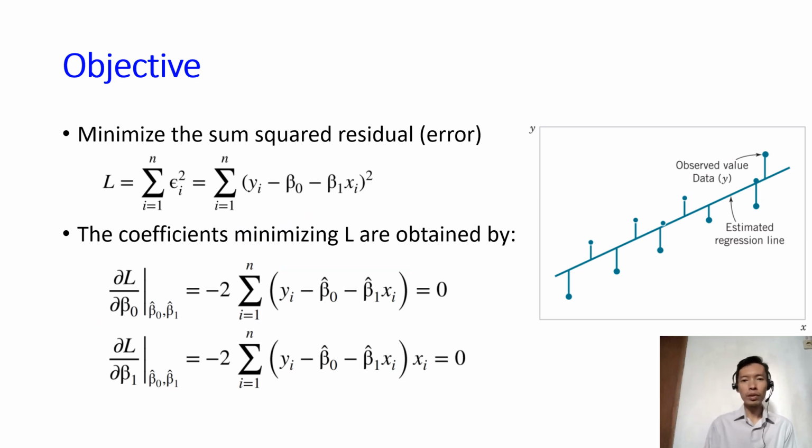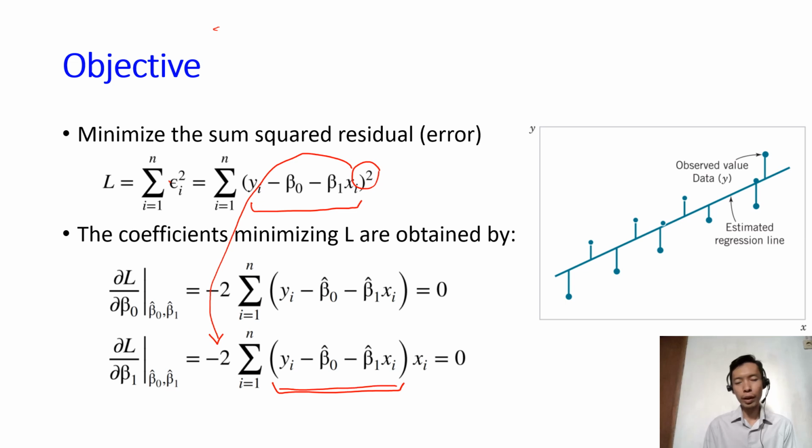For beta 1, it's similar. So first the power 2 goes down to the front, and then the function here remains the same. But now when we derive this function with respect to beta 1 only, we will have xi. So that's why we have xi there, and then we still have this minus that goes to the front. We again will set this derivative equal to 0.